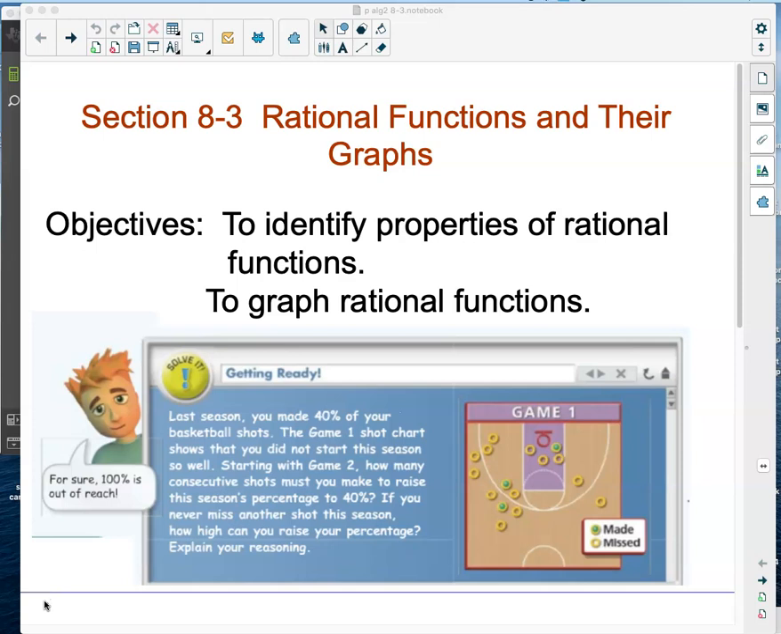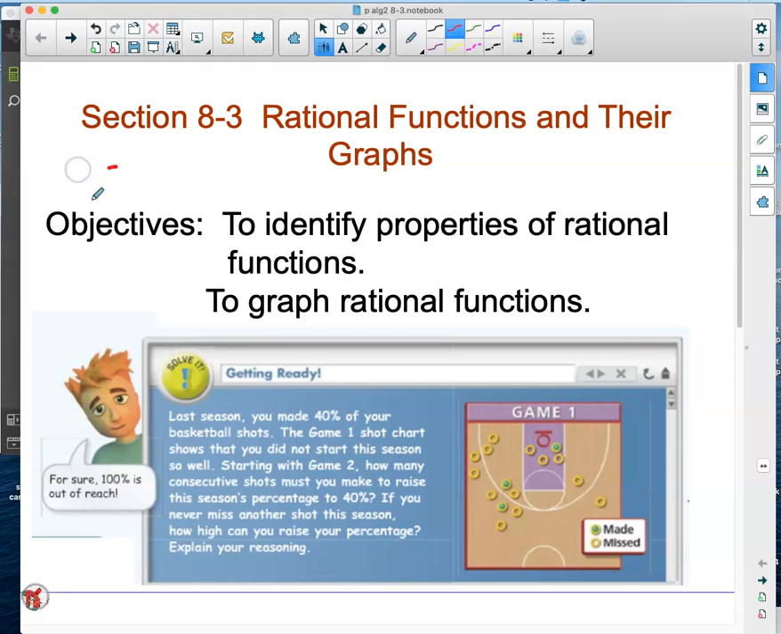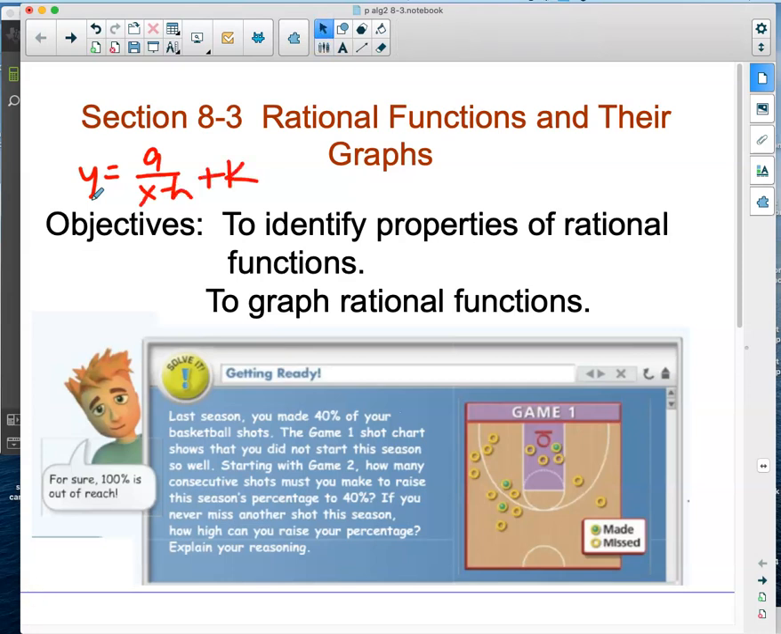And then 8-2 was about graphing when we have everything in this perfect y equals a over x minus h plus k format, which didn't end up being too difficult either because we know a lot about a, h, and k. So now 8-3 says rational functions and their graphs. And hopefully you're thinking, well, didn't we already do that?